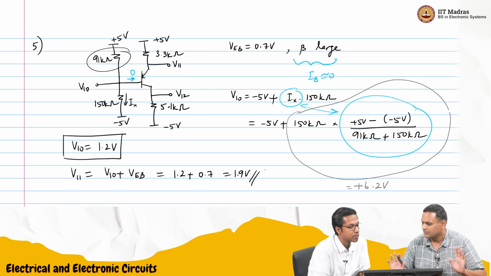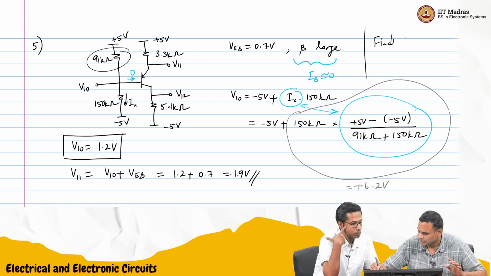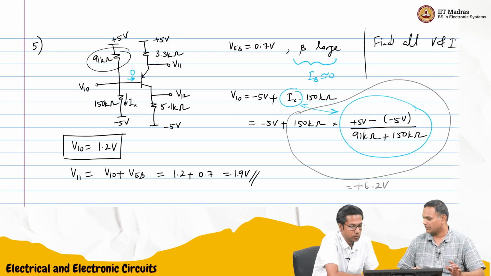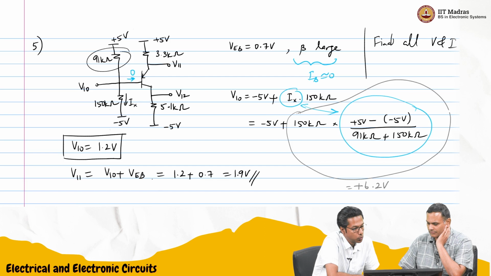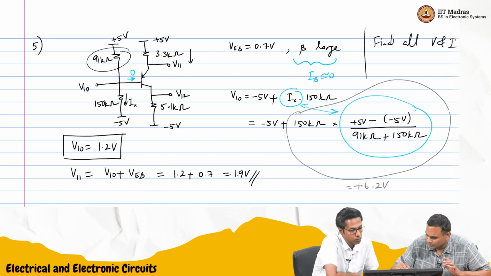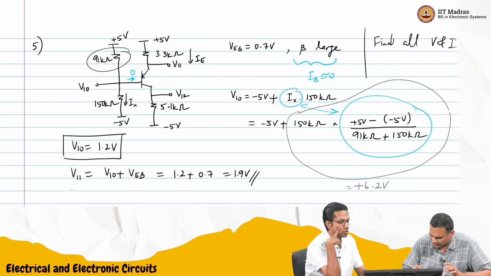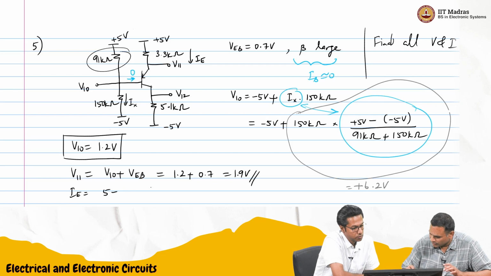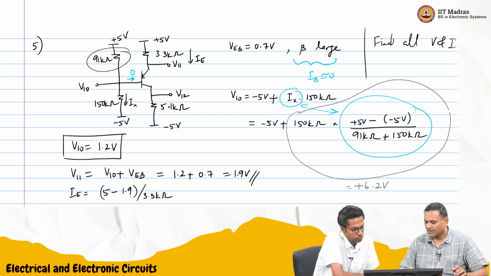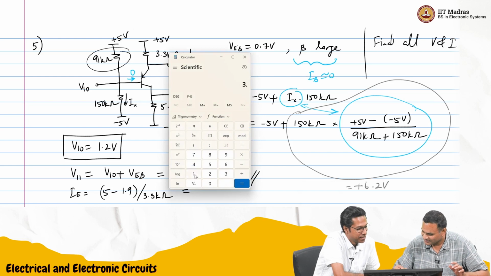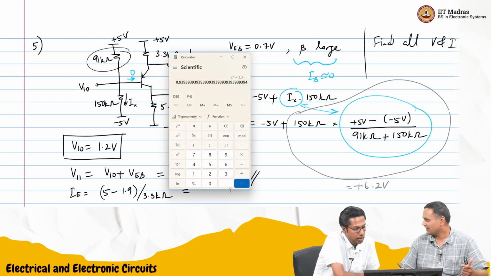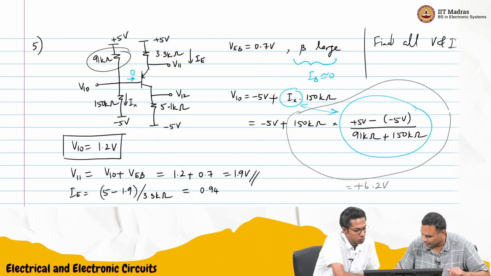By the way, we wanted to find out all voltages and all currents, right? That was our requirement. Okay. So V11 we know. Now IE also we can find out. IE is 5 minus V11 by 3.3. 5 minus 1.9 is 3.1 by 3.3 kilo ohms. Point 939. Yeah, so 0.94 milliamperes. And beta is large, so that is IC as well.